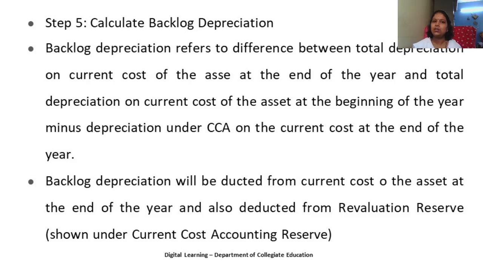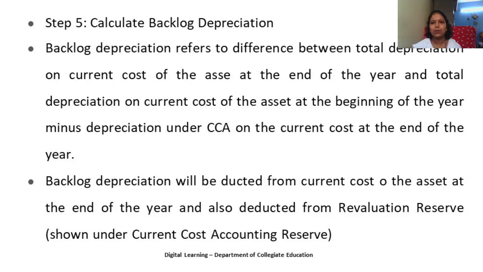Now there is a new term in step number 5. What is the new term in step number 5? Backlog depreciation. What is this backlog depreciation? Backlog depreciation refers to the difference between the total depreciation on the current cost of the asset at the end of the year and the total depreciation on the current cost of the asset at the beginning of the year.